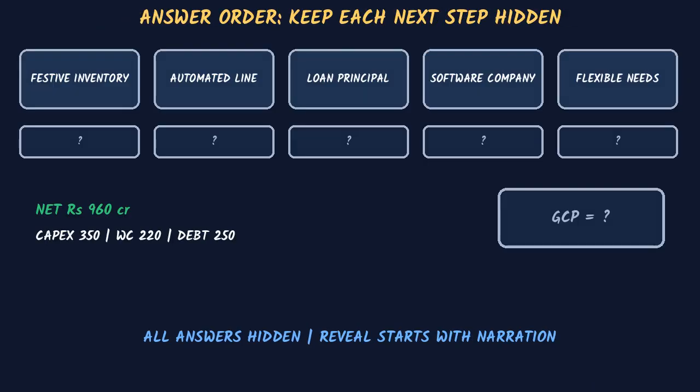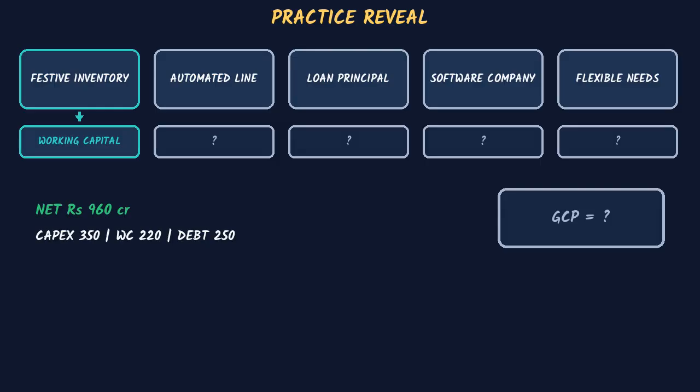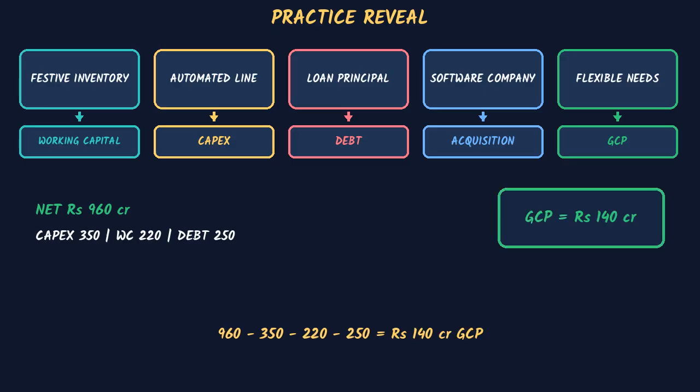The answer is in order. The 5 classifications are working capital, capex, debt repayment, acquisition, and general corporate purposes. Find the missing amount by subtracting the known uses in order. Start from net proceeds, 960 crore rupees. Subtract capex, 350 crore rupees. Subtract working capital, 220 crore rupees. Subtract debt repayment, 250 crore rupees. The remainder follows. 140 crore rupees. It belongs to general corporate purposes.